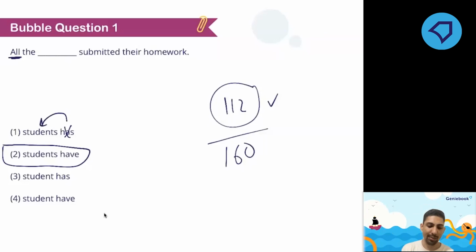Let's use a different color. Students is plural. It's like they have. We don't say they has. Okay, so that's the answer. And number 3 and 4 are wrong because those are singular nouns. We are talking about many students.